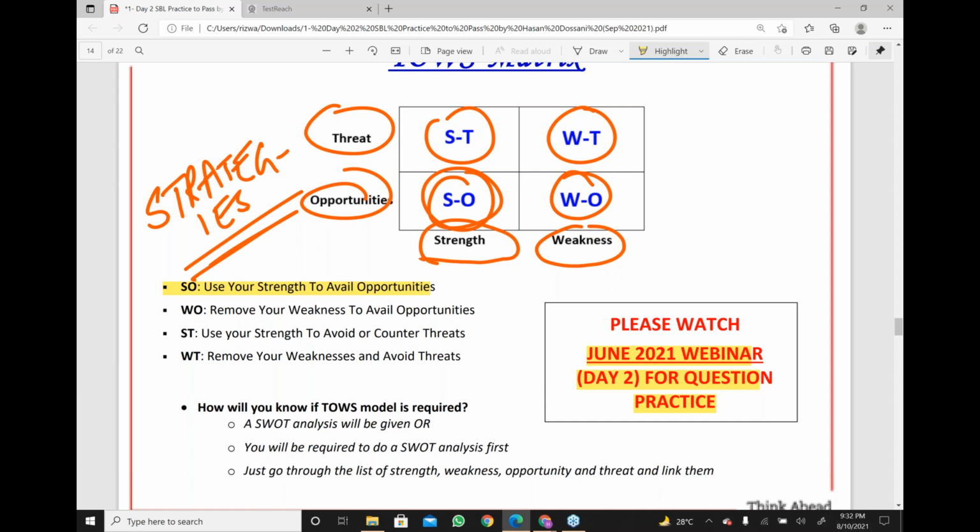So is that okay? Let me look at questions. All right. So this will be your homework: you will look at SFA from day 1 and SWOT and TOWS from day 2 of the June webinar. This is how we can do a maximum coverage of your syllabus. Right.